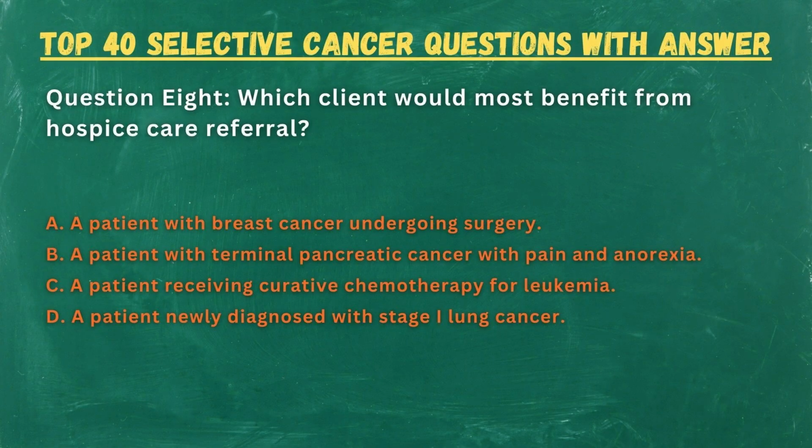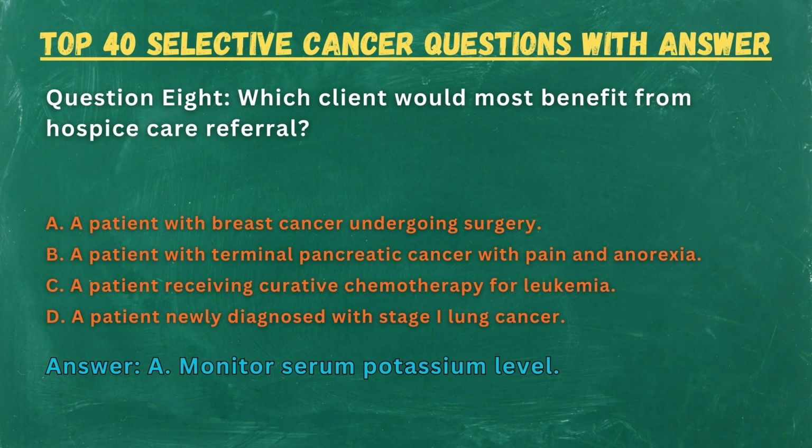Question 8. Which client would most benefit from hospice care referral? A. A patient with breast cancer undergoing surgery. B. A patient with terminal pancreatic cancer with pain and anorexia. C. A patient receiving curative chemotherapy for leukemia. D. A patient newly diagnosed with stage I lung cancer. Answer. B. A patient with terminal pancreatic cancer with pain and anorexia.